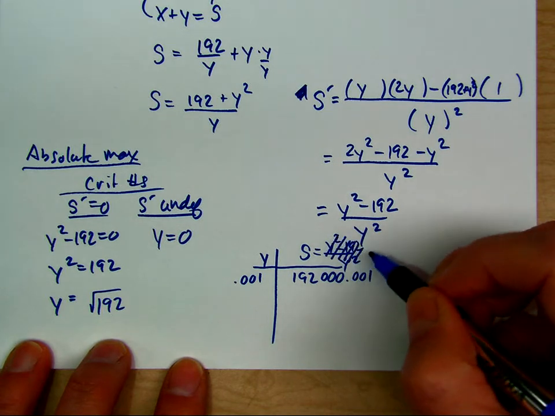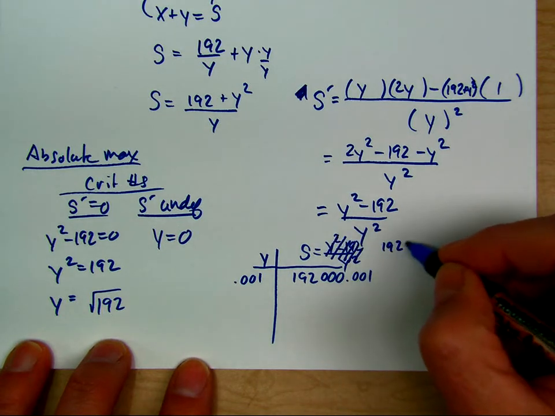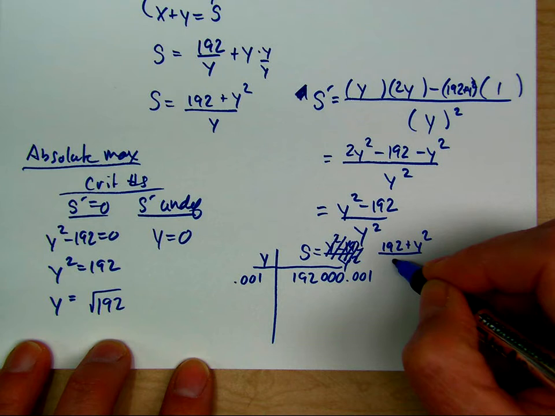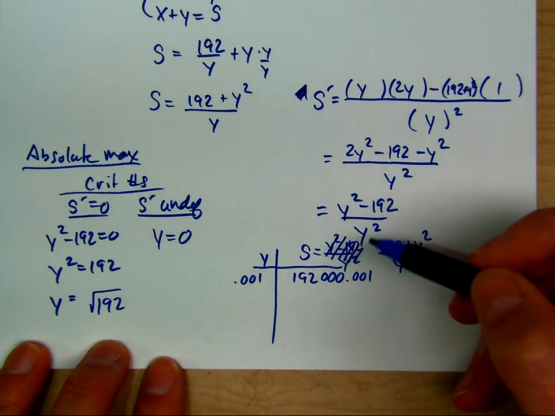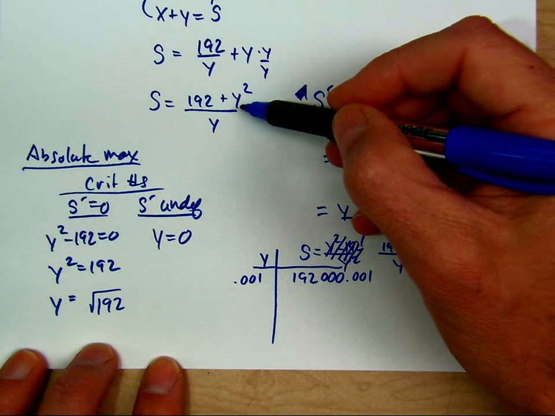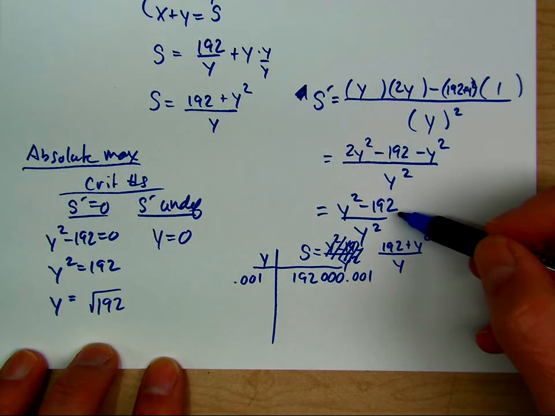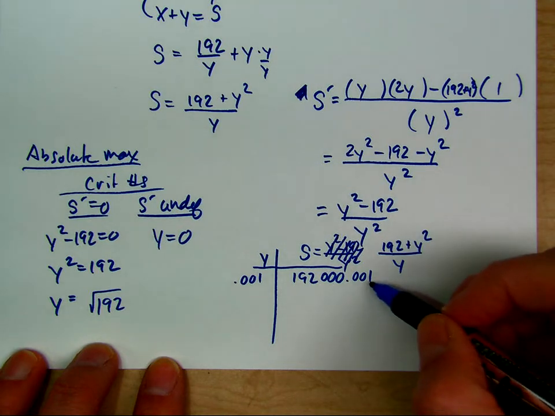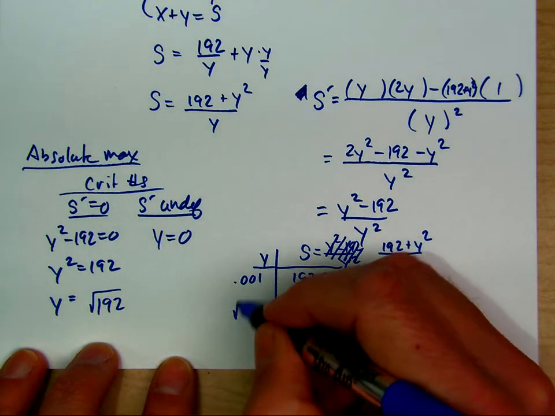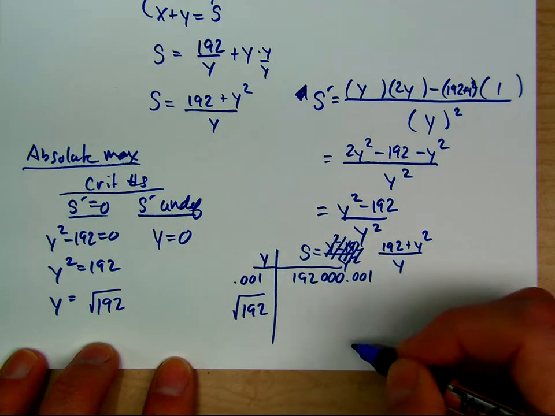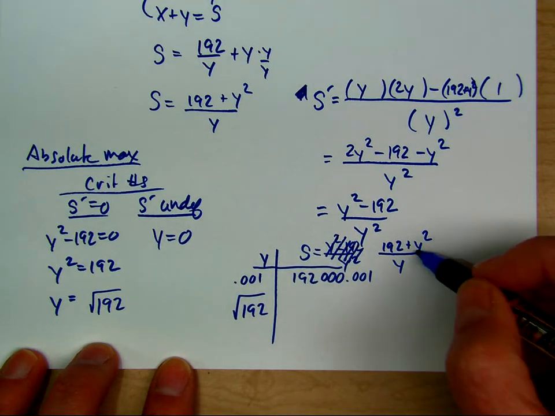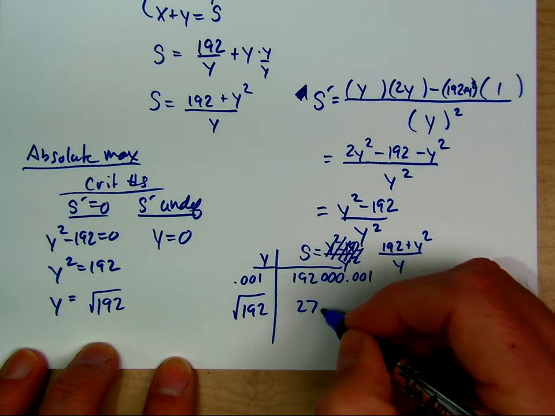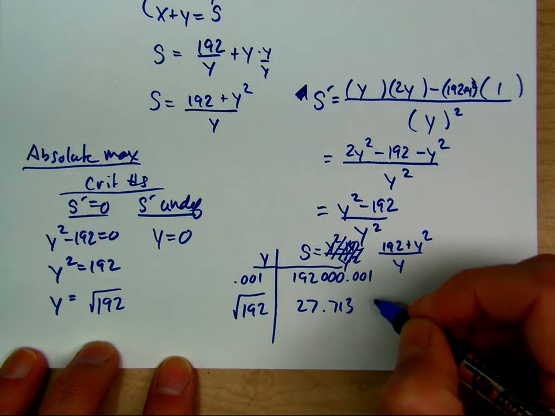We need to put this into 192 plus y squared over y. So we are checking the values of the sum. We're not checking the values of the derivative. The sum would be 192,000. We want a minimum, so let's check square root of 192. We substitute it in there, and we have 27.713.